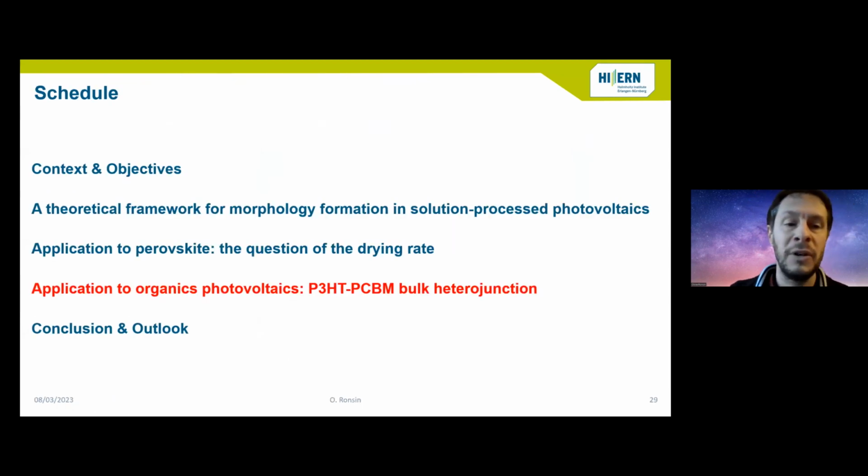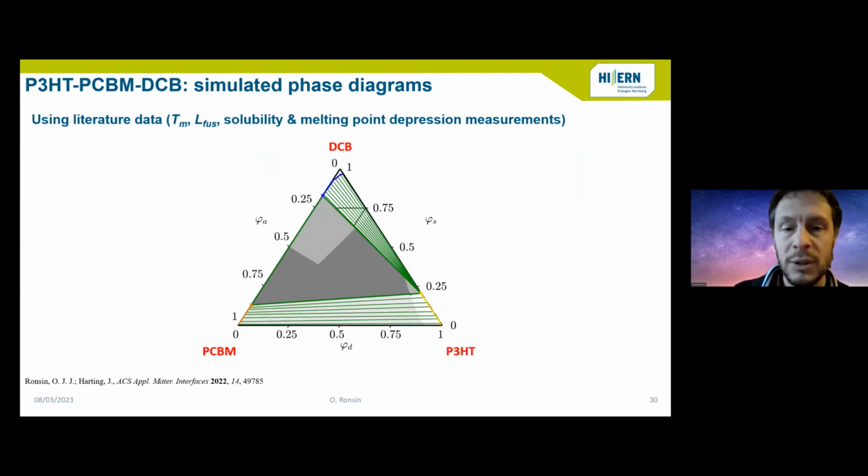Okay, let's now turn to organic photovoltaics and the question of the bulk heterojunction. So here we focused on P3HT PCBM processed from dichlorobenzene because there are a lot of data on the system, and in particular we have different papers with in situ monitoring of the morphology formation during drying. And so we could compare with this data to validate our approach.